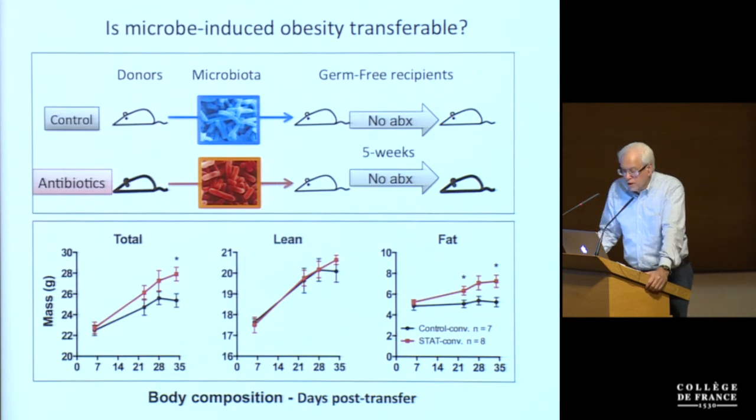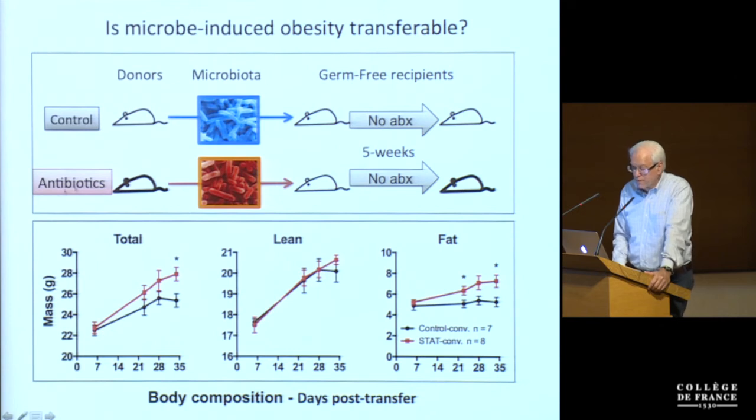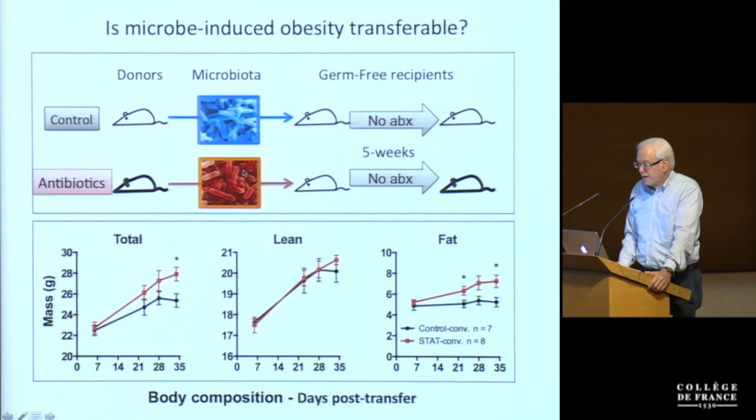We continued this work by seeing whether we could transfer the phenotype with microbiota alone. So from mice that received antibiotics or not, we harvested their cecal contents and we gave these to germ-free mice, and we followed them for 5 weeks. These mice did not receive any antibiotics. Here we're looking at total, lean, and fat mass. The black line is the control group. We found that the antibiotic-perturbed microbiota caused the mice to have an increase in total mass, no change in lean, and an increase in fat mass. So we have evidence here that the signal is in the microbiota. This is not an antibiotic effect, it's a microbiota effect.